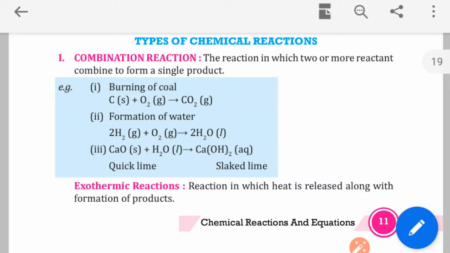The reaction in which two or more reactants combine to form a single product is called a combination reaction. For example, burning of coal, where carbon combines with oxygen to give CO2. Formation of water, hydrogen and oxygen combine to form water. Next, calcium oxide combines with water to give you calcium hydroxide.